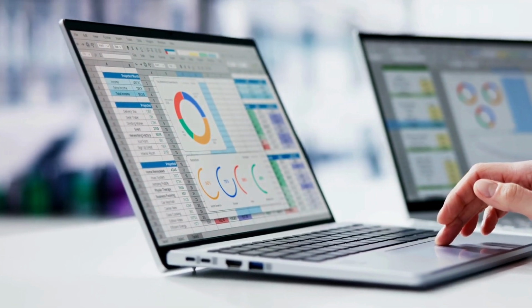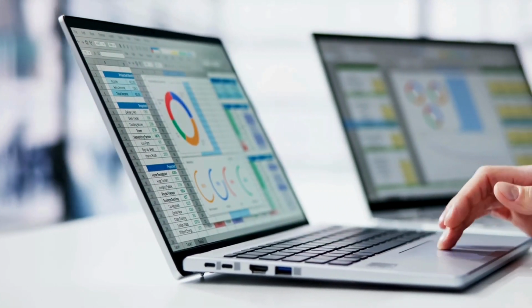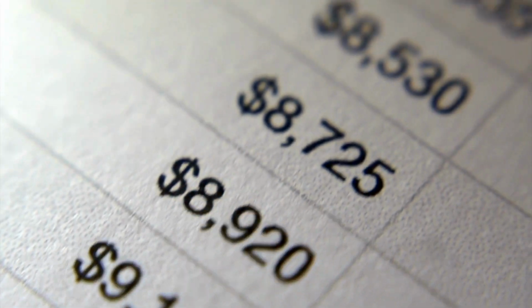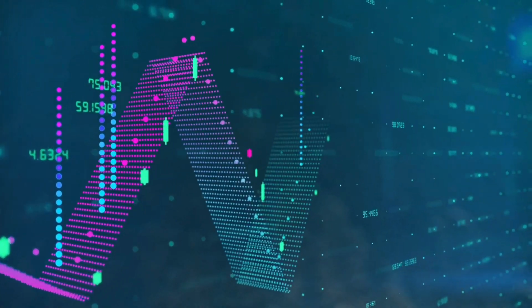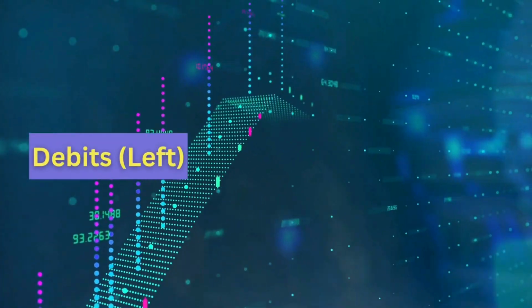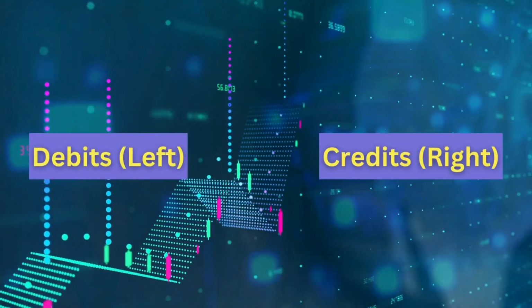Today, we will be breaking down debits and credits. By the end of this video, you will be able to understand and use debits and credits with ease. First things first. Debits and credits are the foundation of accounting. The debits are on the left and the credits are on the right.